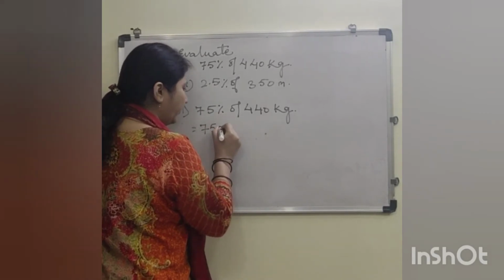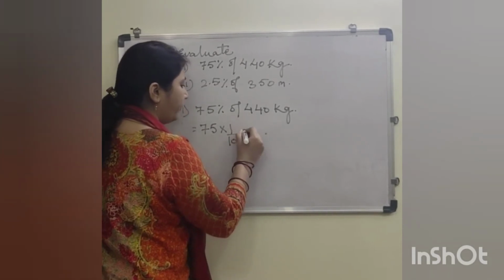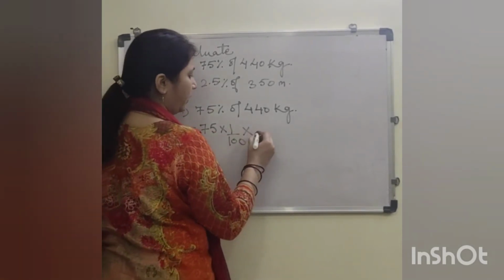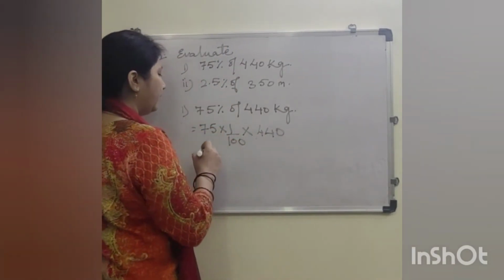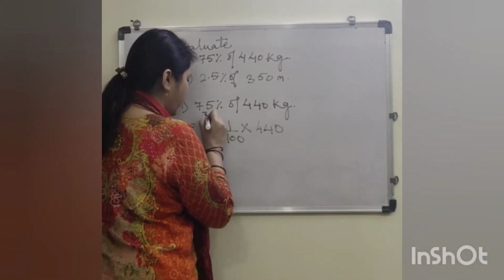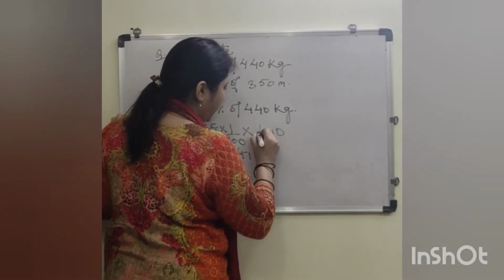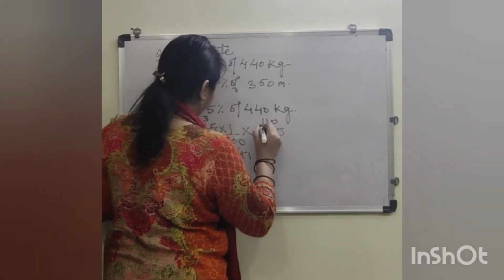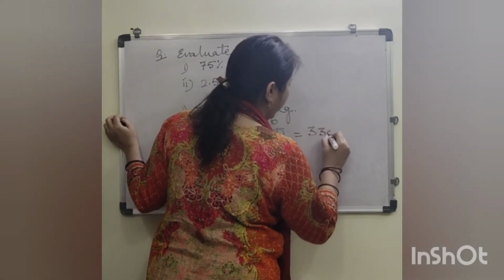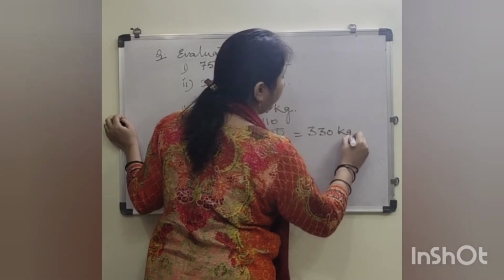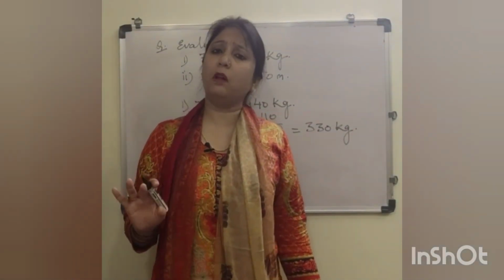To remove the sign of percentage, we multiply by 1 over 100. Of stands for multiplication and 440. Now you can easily simplify. 25 3s are 75, 4s are 100, 4 1s are 110. So it comes how much, beta? 330 kg. How much it has come? 330 kg. It's simple to solve.